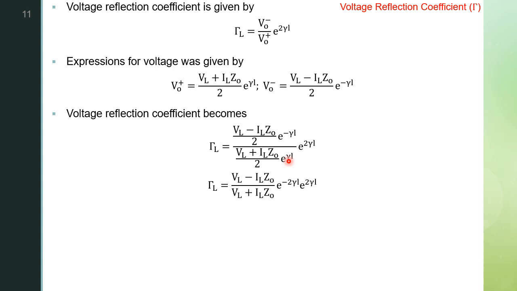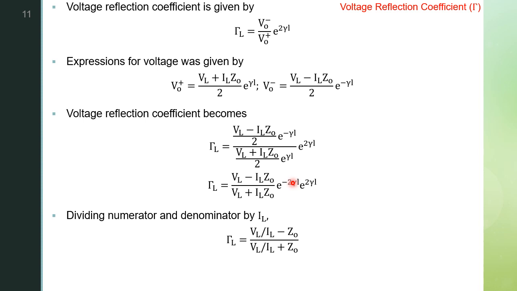So this e raised to gamma L and this e raised to gamma L will get cancelled. Hence the expression for gamma L becomes VL minus IL Z naught by VL plus IL Z naught. On dividing numerator and denominator by IL, we will get it as VL by IL minus Z naught divided by VL by IL plus Z naught. So the reflection coefficient at the load end is given by gamma L is equal to ZL minus Z naught by ZL plus Z naught. So if you know the load impedance and characteristic impedance of the transmission line, we can determine the reflection coefficient at the load end.